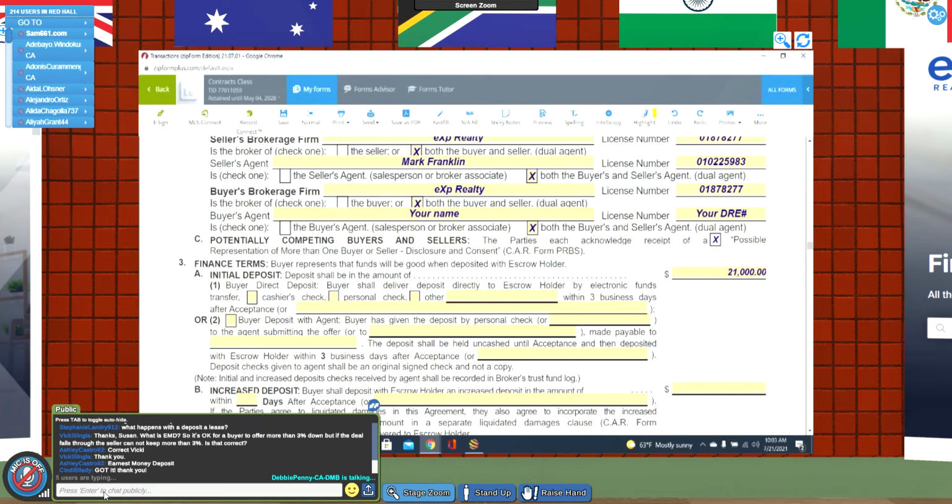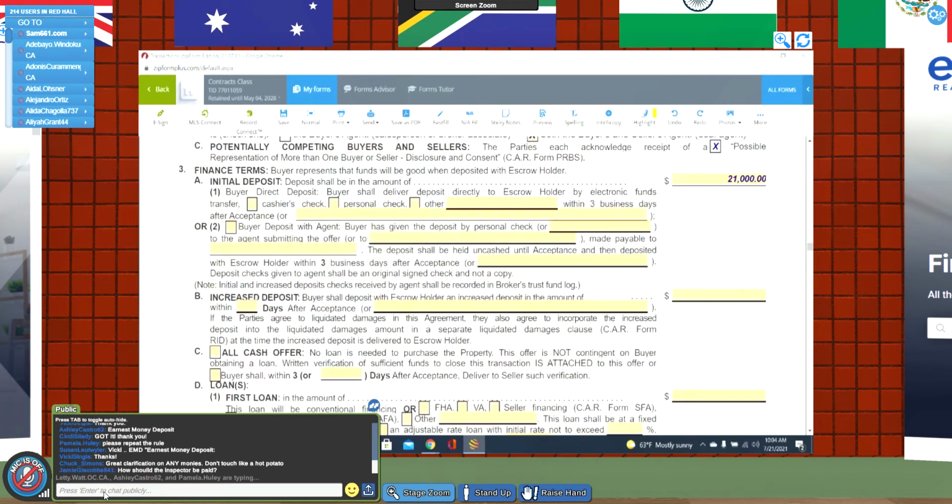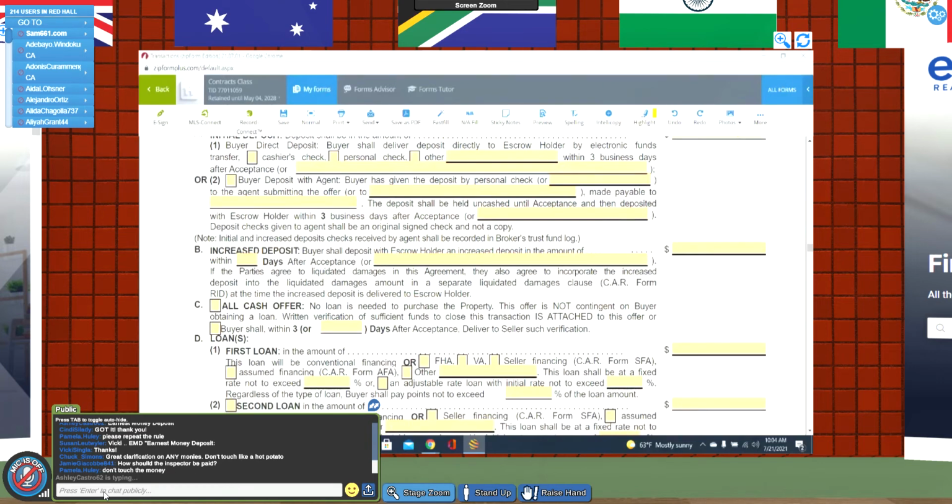All right. Now, EMD is earnest money deposit. In this case, the buyer has to make arrangements to get that money to escrow once their offer is accepted. All right, so we're going to leave all of this other stuff on 1A blank.